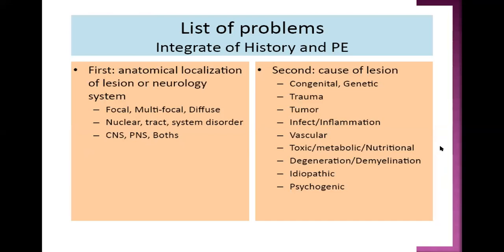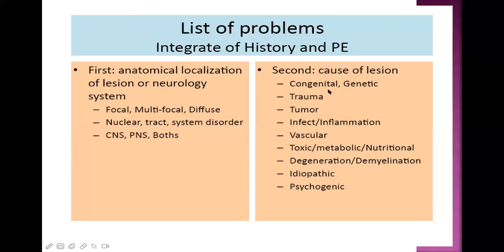The second important part for us is that we must be able to answer what is the cause of the lesion. Is it congenital or genetic? Is it a traumatic cause? Is it a tumor? Is it infection or inflammation? Is it vascular? Is it toxic, metabolic or nutritional? Is it a degenerative or demyelinating disease? Is it idiopathic, where even with extensive investigation we do not find the cause? And is it psychogenic, a psychiatric type of illness? So these are the different causes of the lesion.